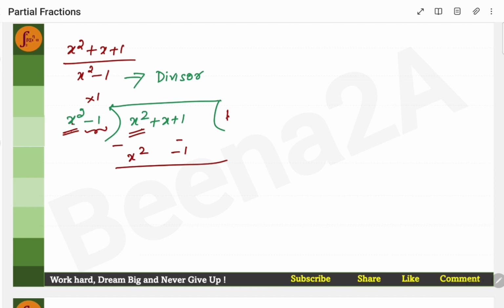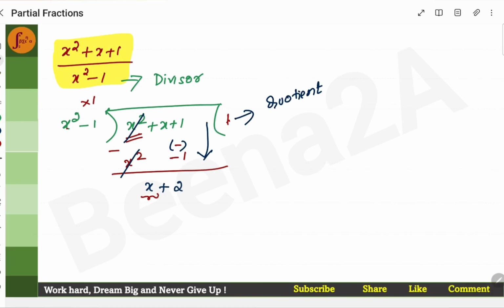So x square and x square will get cancelled. We are left with x, so we'll copy x as is. Then 1 minus of minus 1, right? Minus of minus 1 becomes plus 1. So 1 plus 1 is plus 2. Now we'll have to end the division here because there is nothing to carry forward.